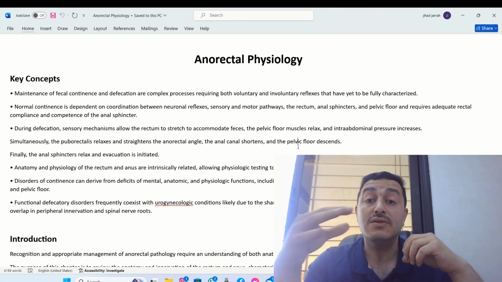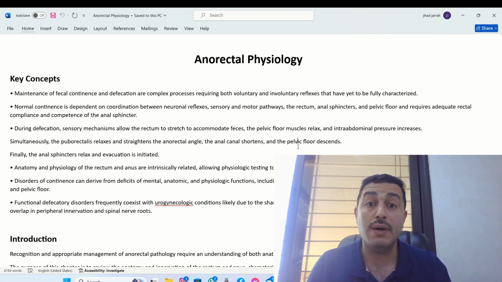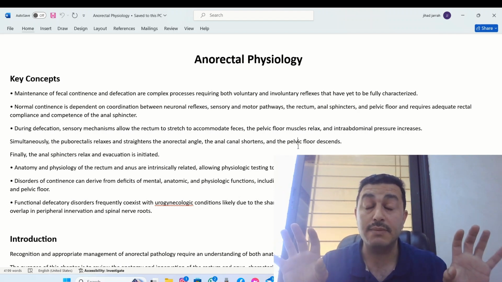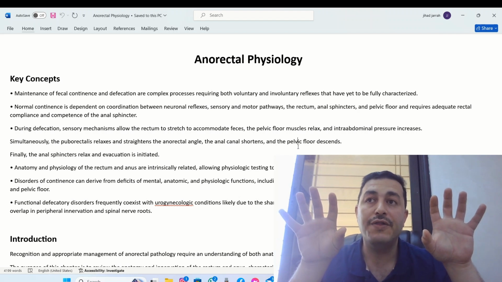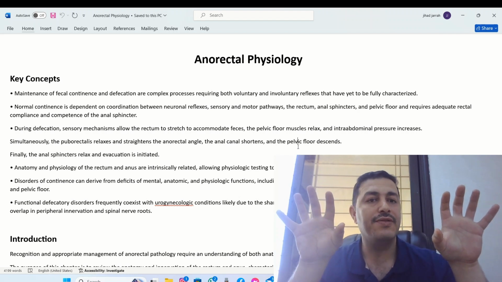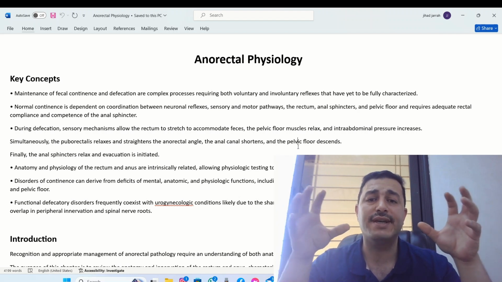So when we start to talk about the anorectal physiology, this will indirectly lead us to talk about the two main complex mechanisms, the defecation and the continence, and these are the main functions of the anorectal region.